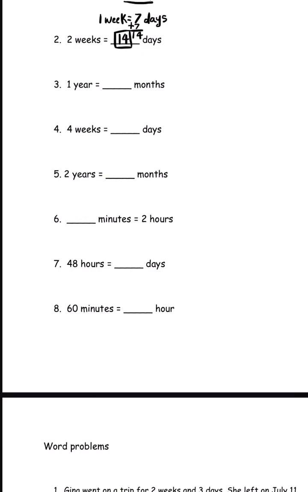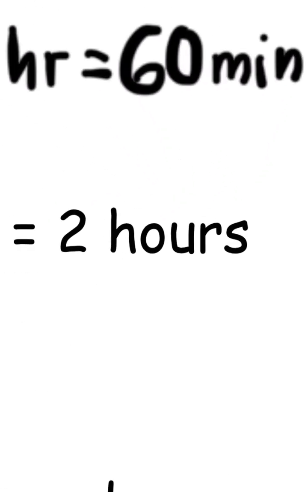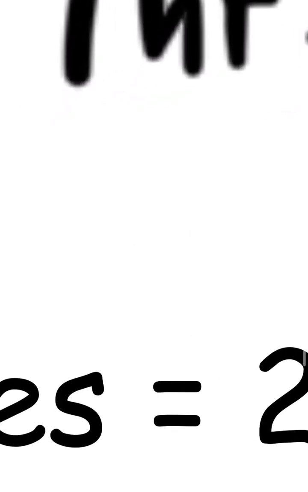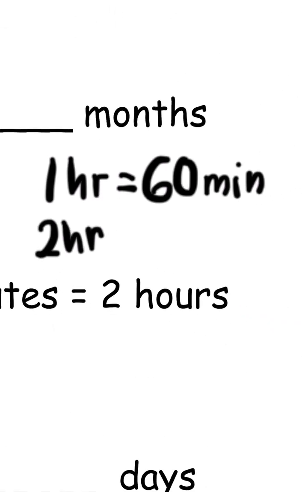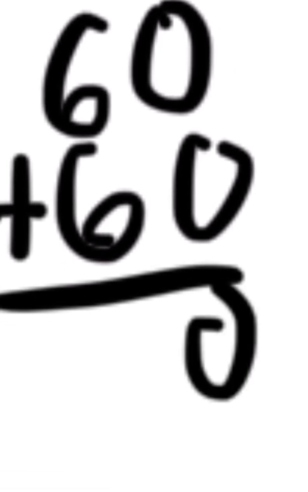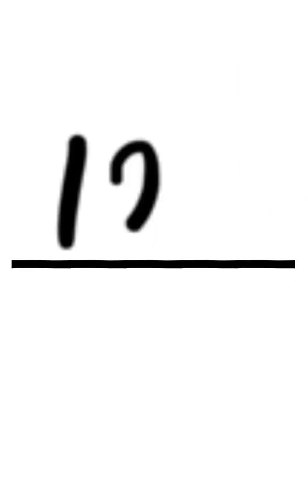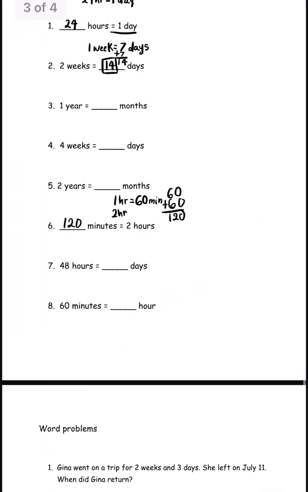Let's look at number 6. So it says blank minutes equal to 2 hours. So each hour is going to equal 60 minutes. And since we need to find 2 hours, then we need to add 60 more minutes. So 60 plus 60. 0 plus 0 is 0, and 6 plus 6 is 12. So it's going to be 120 minutes for number 6.